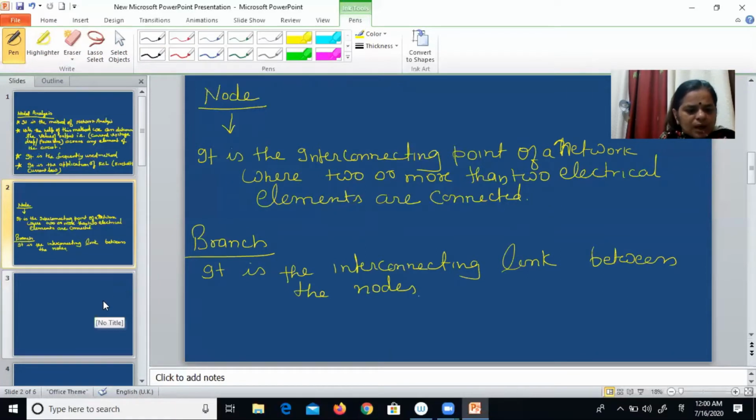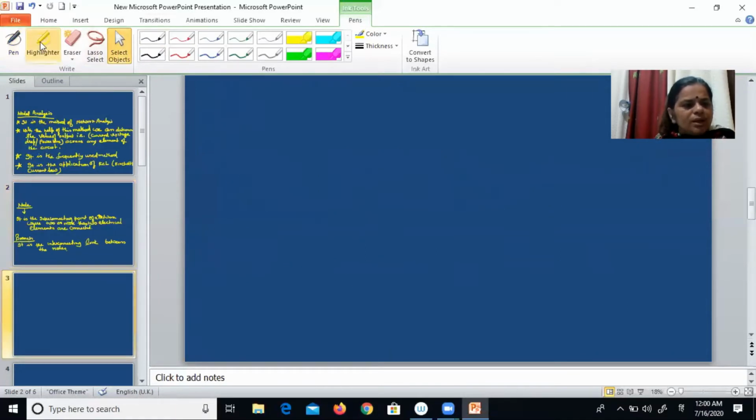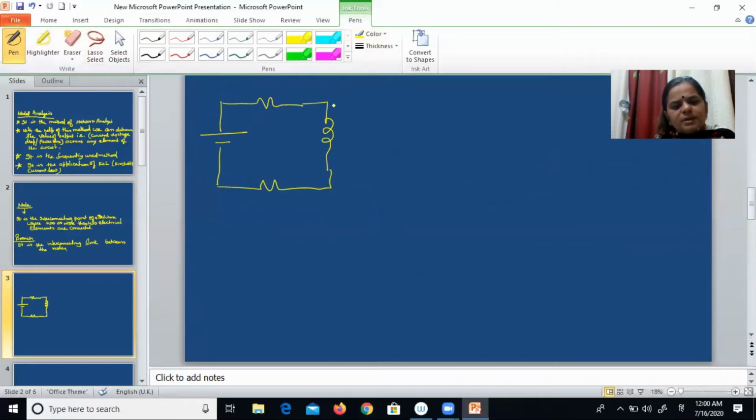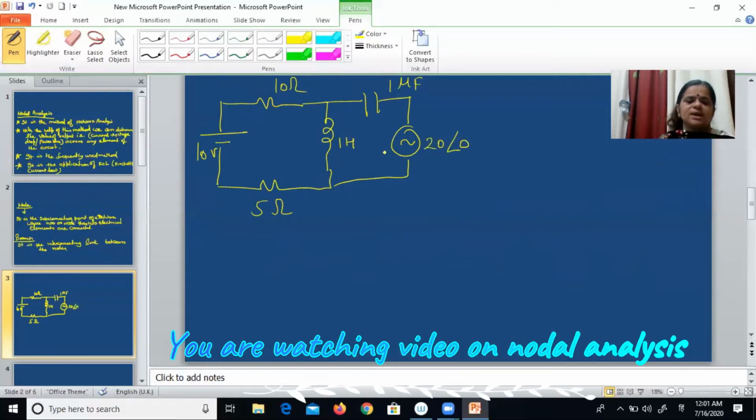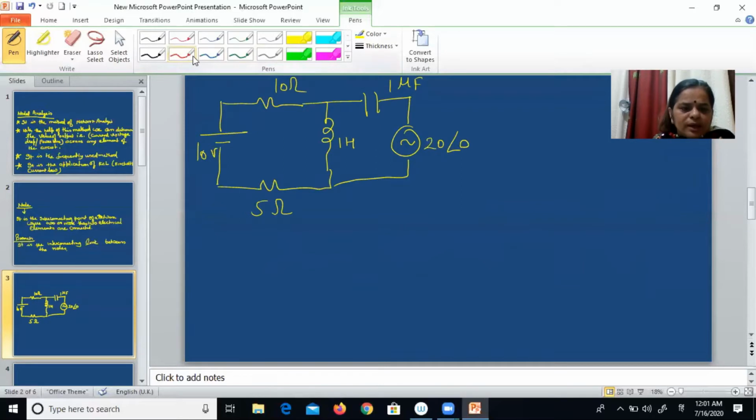Okay, so I will clarify this with one circuit. Suppose this is a circuit which consists of resistance, inductance, capacitance, and so many elements. Suppose this is a DC source of 10 volt, this is 10 ohm, this is 5 ohms, this is 1 Henry, this is 1 microfarad, and this is 20 angle 0. It's an AC source. So first I will identify the nodes.